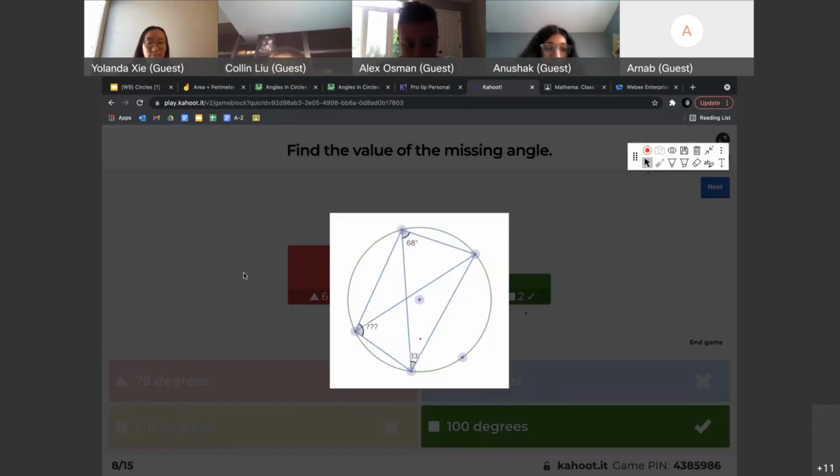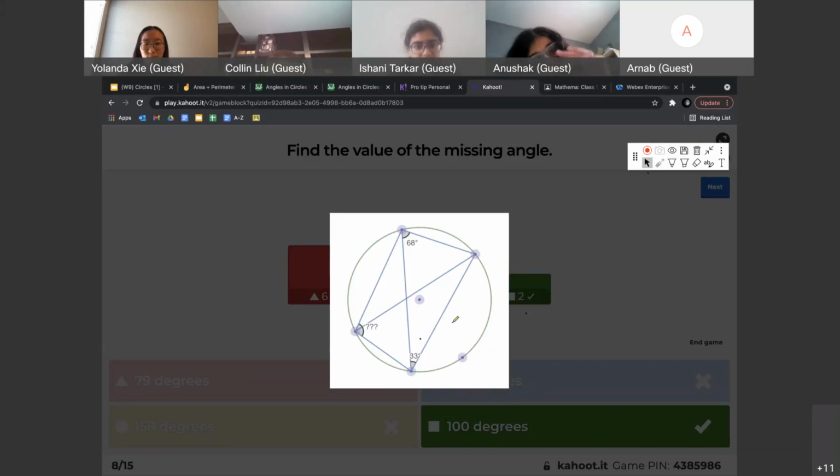Okay, so wait. We know that 68 and 33 and this angle are part of a triangle, right? So triangles have their angles measure up to 180 degrees. So 68 plus 33 is equal to 101, right? And then we know that a cyclic quadrilateral has opposite angles that sum to 180 degrees. So this should have actually been 79, I believe.